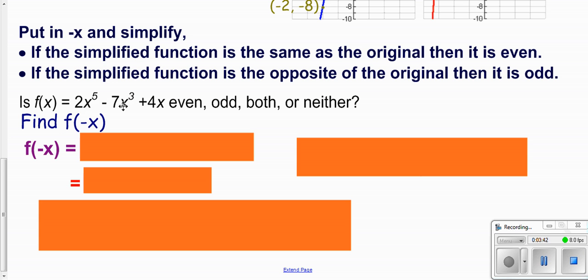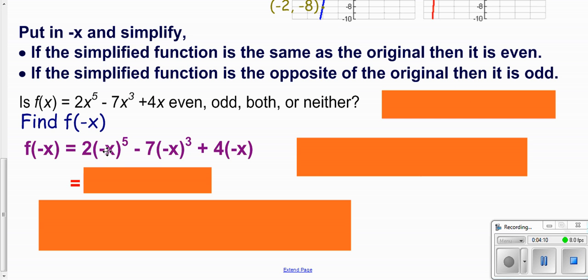So how do we tell if this is even or odd? And by the way, most functions are not even, and most are not odd. Only a few are even, only a few are odd. Most end up being neither. But to check to see if it's even or odd, in either case, we need to put in a negative x. So we're going to go ahead and find f of negative x. So I've got to put in a negative x here, and here, and here.